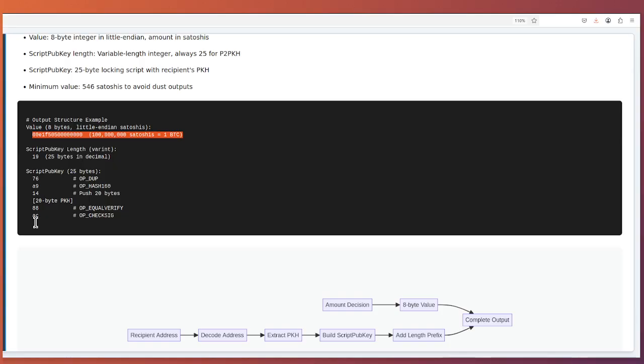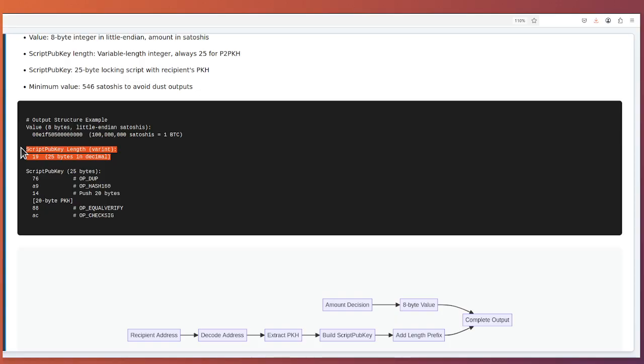For P2PKH outputs, the value must be at least 546 satoshis for the output to be considered non-dust by most node policies. Although this is not a consensus rule, it is a relay policy to prevent blockchain bloat with economically insignificant outputs. Following the value is the ScriptPubKey length, again encoded as a variable length integer. For P2PKH outputs, this is always 25 bytes, so the varint is simply the single byte 0x19 in hexadecimal. This length includes all the opcodes and data in the ScriptPubKey.